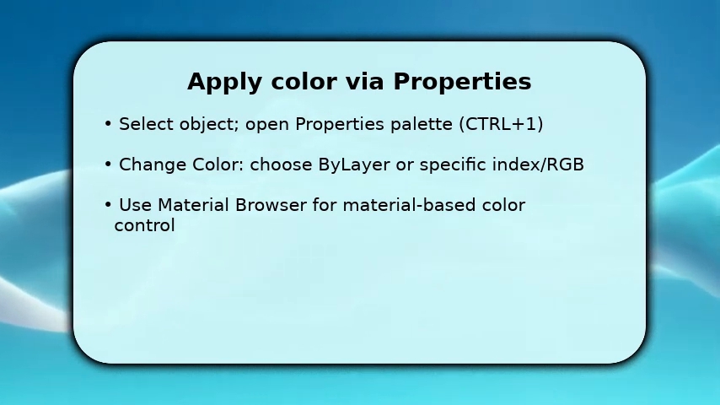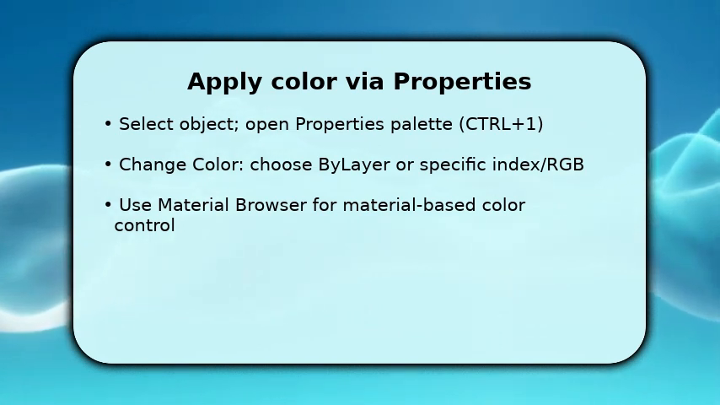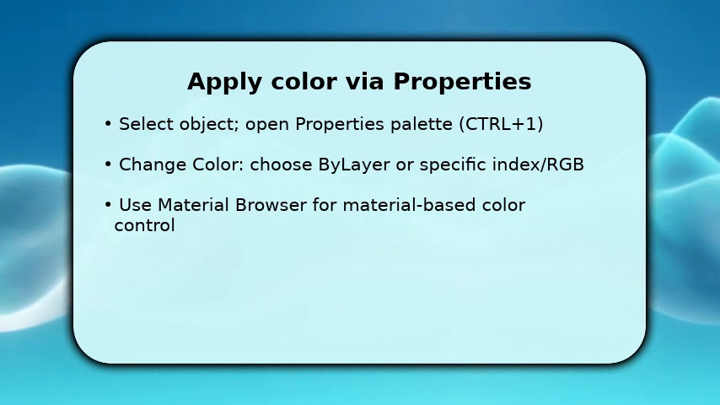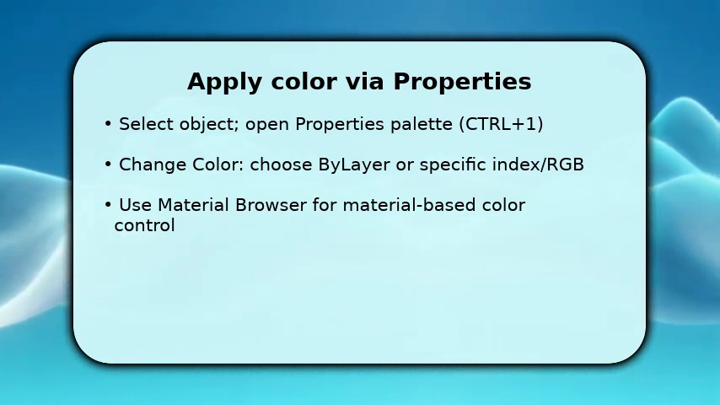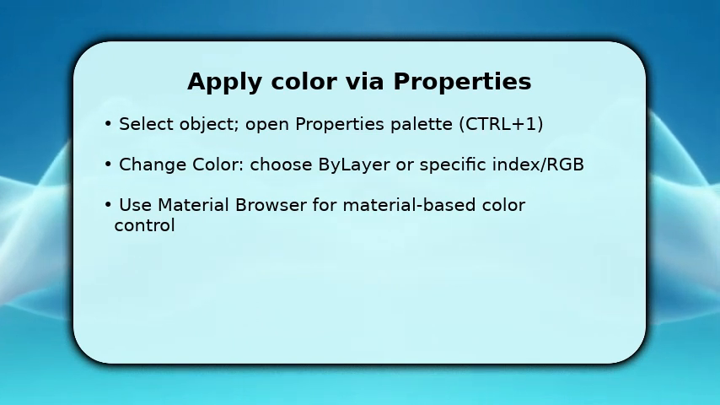If your model uses materials, open the Material browser and assign a material with the desired diffuse color. Material colors override simple color for rendered views. Make sure to refresh the viewport so you can confirm the change visually.